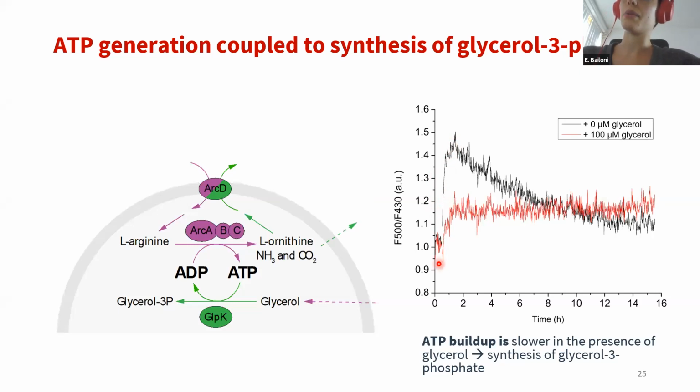However, the build-up is not so prominent in the presence of glycerol, and this is due to the fact that glycerol kinase is rapidly hydrolyzing ATP to form glycerol 3-phosphate. So this type of measurement really gives a feeling that the ATP is being recycled and that glycerol 3-phosphate is being synthesized. And really, this is the base for further optimization and implementation of the phospholipid biosynthesis enzymes inside the synthetic cell.